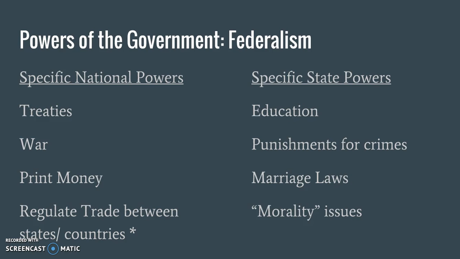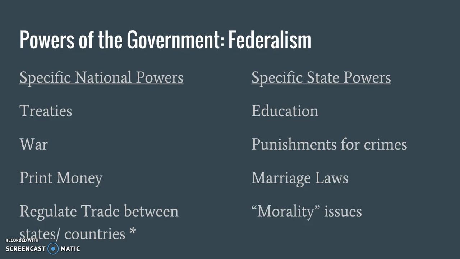Then powers that they both can conduct are called concurrent. Concurrent, meaning they can occur at the same time. So concurrent. An example of that, and the best example of that, would be taxing. Both the national government and the state government were given the power to collect taxes and direct taxes from the citizens. Okay? So we have this federalism, this division of powers into national powers and state powers.